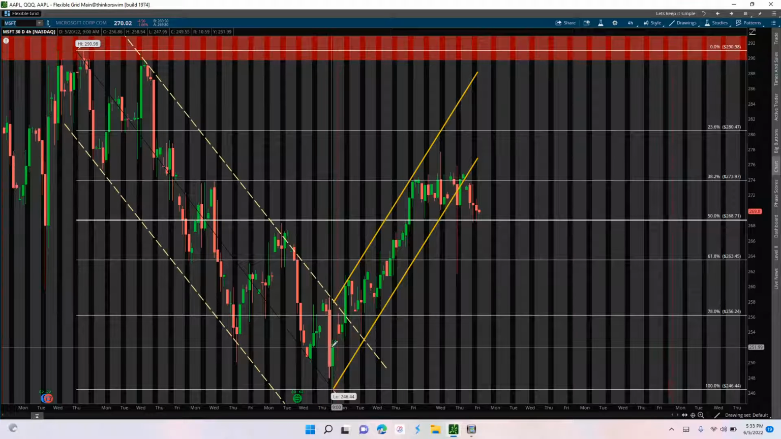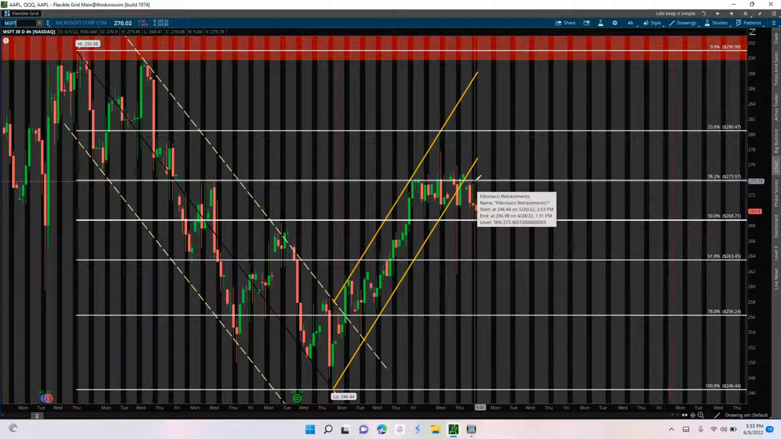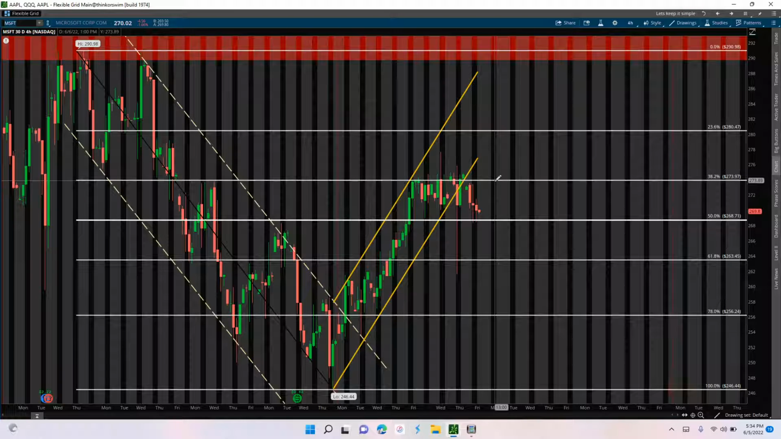Failed. Here we go again. And we failed. Look how many days it's tried to break 274. Now that you know that it's tried to break 274 for all these days, you already know 274 is a strong resistance. So any rejection at 274 is a good short. Any rejection here at this resistance would be a good short.